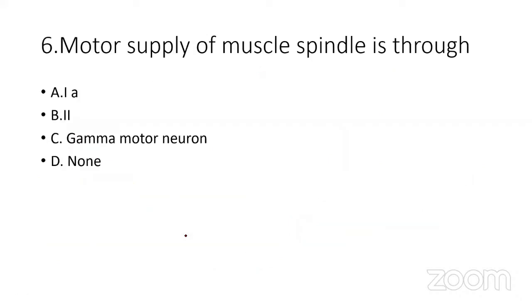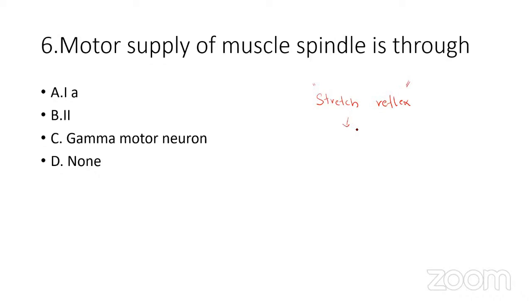Motor supply of muscle spindle. Now we will see the motor aspect of the central nervous system. So what is a muscle spindle? It is a receptor for which reflex? It is a receptor for stretch reflex. The receptor for inverse stretch reflex is the Golgi tendon organ. So here the muscle spindle is a receptor for stretch reflex. What is a stretch reflex? When we stretch a muscle, it will respond by contraction. That is the stretch reflex.